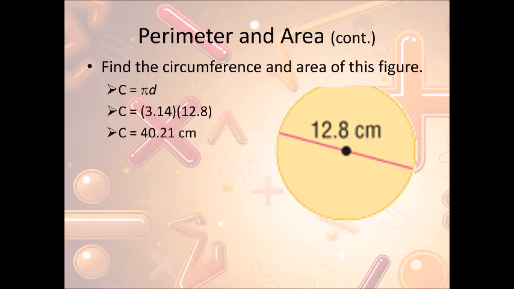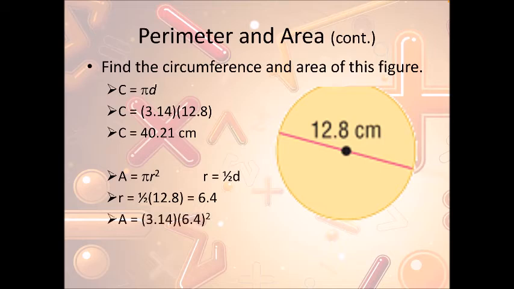So my first step is going to be to figure out what is my radius. My radius is going to be half the diameter. The diameter is 12.8, therefore my radius is 6.4. Now that I have the radius, I can use my formula. Pi times the 6.4 squared. When I work that out, I get 128.68 square centimeters.